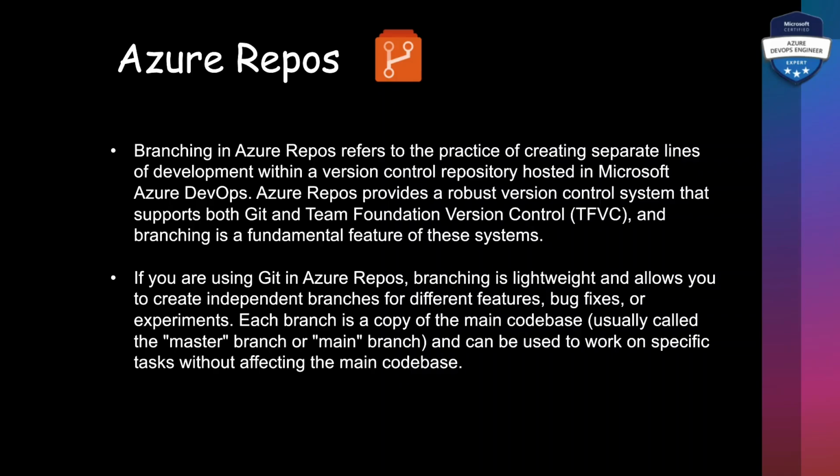If you are using Git in Azure Repos, branching is lightweight and allows you to create independent branches for different features, bug fixes, or experiments. Each branch is a copy of the main codebase, usually called the master or main branch, and can be used to work on a specific task without affecting the main codebase.